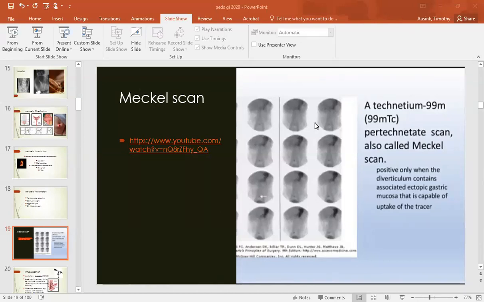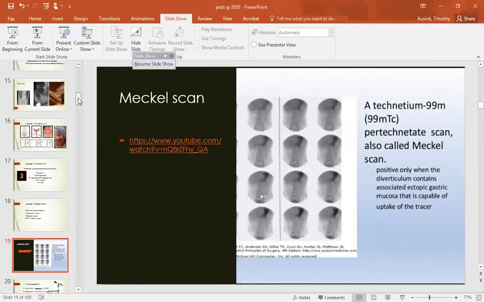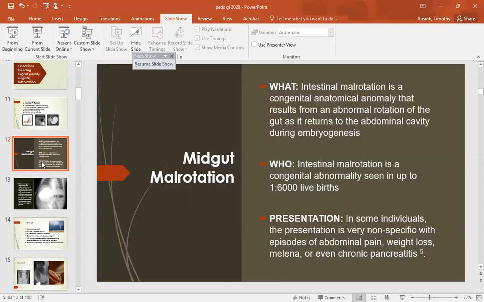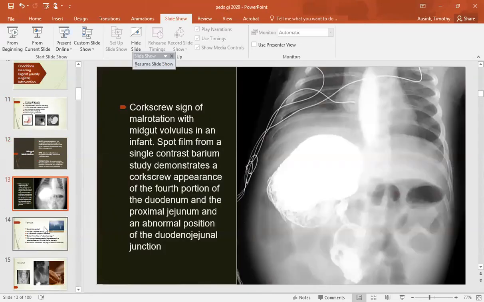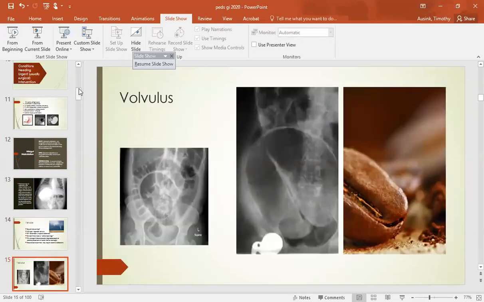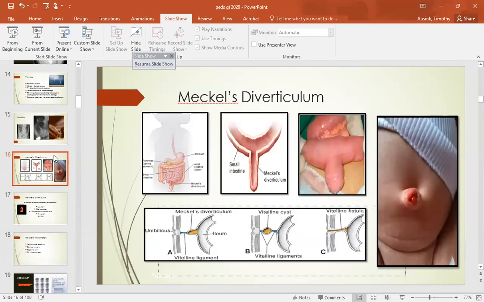Oh, for Meckel's? Yes, currant jelly stool is synonymous with intussusception also. So, yep, better know that. Meckel's, though, here's the thing, guys. A lot of these things overlap. So, is that going to be the distinguishing feature? Most likely not. But the big thing with Meckel's is that you're going to use the Meckel's scan to detect it. Okay.